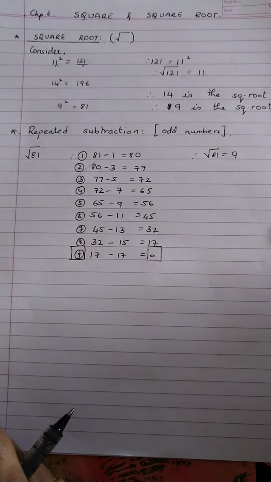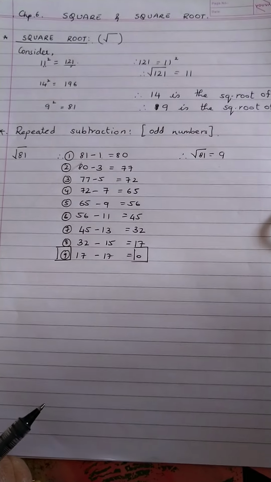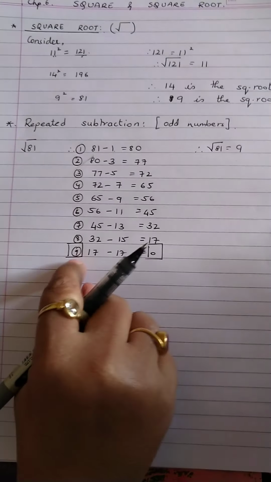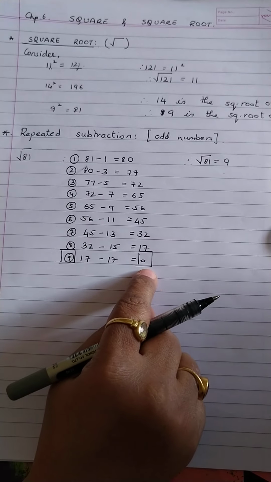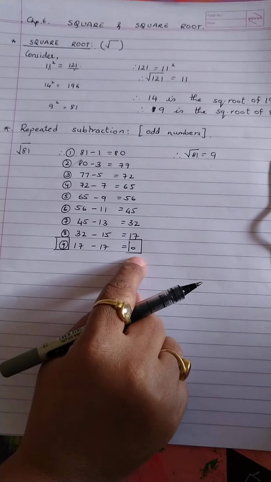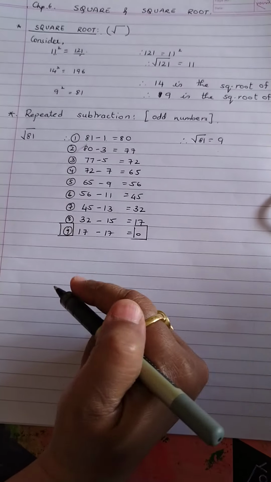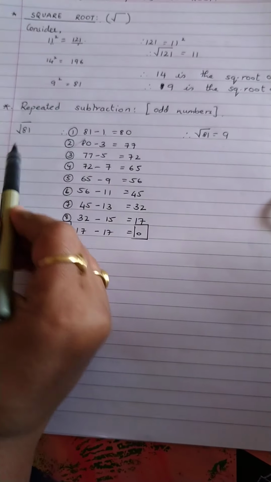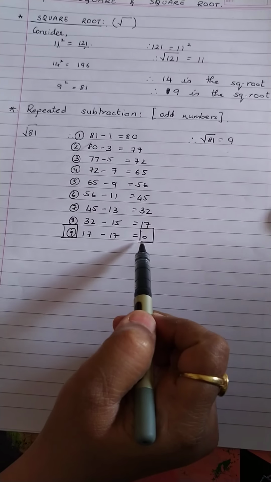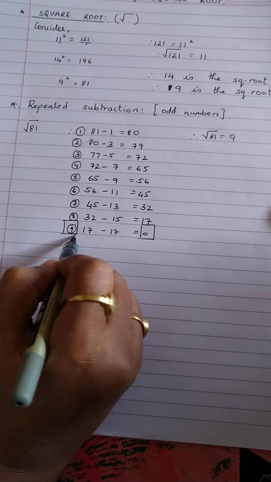If you remember, we had done this to check whether the given number is a perfect square. There we said if the remainder is 0, then it is a perfect square, otherwise it is not. So we are just taking it one step ahead and saying that if it is a perfect square, then the square root of that number is the step number.